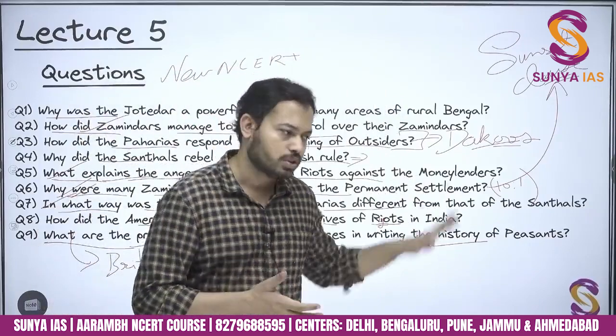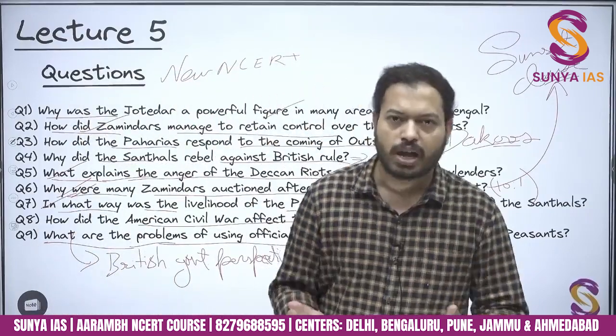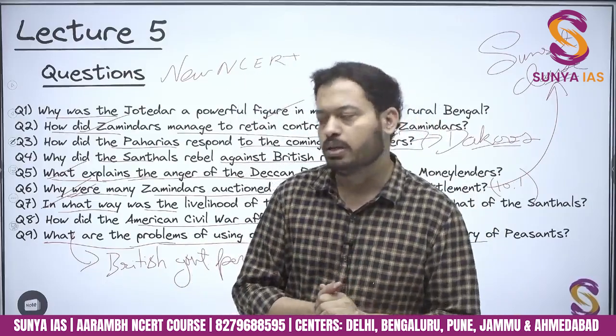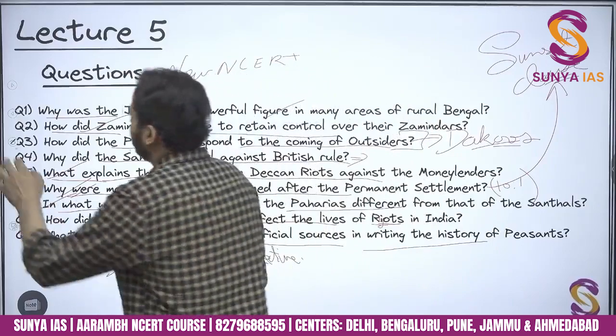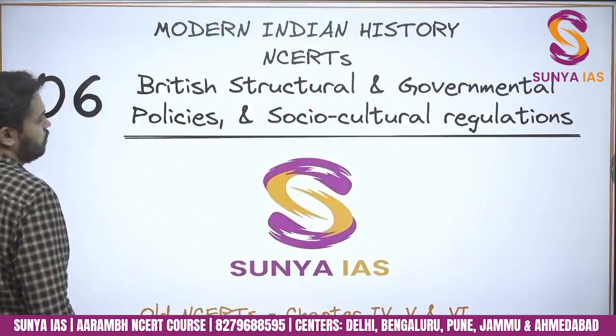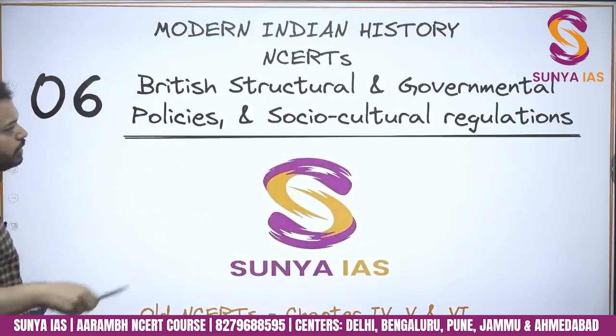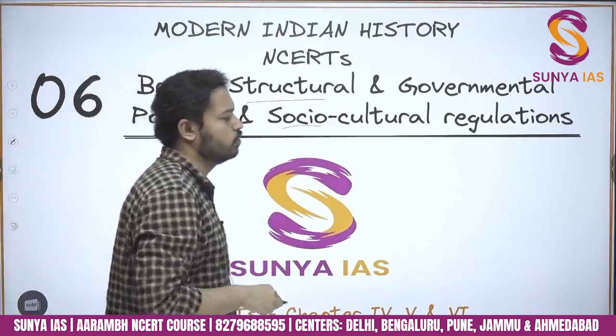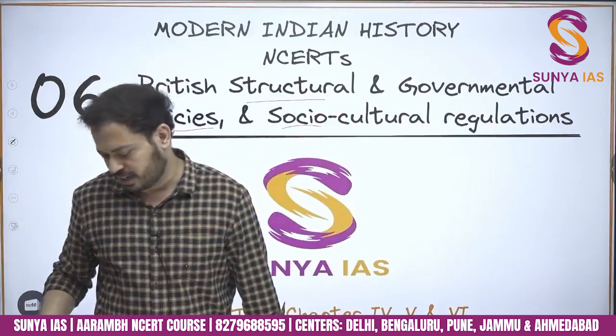Okay, so try these questions on your own. You'll have the PDF of the chapter, go through it, and then we'll proceed from here in the next chapter. In the next session, we will be talking about the British government structure and government policies and socio-cultural regulation. That will be done in the next session.